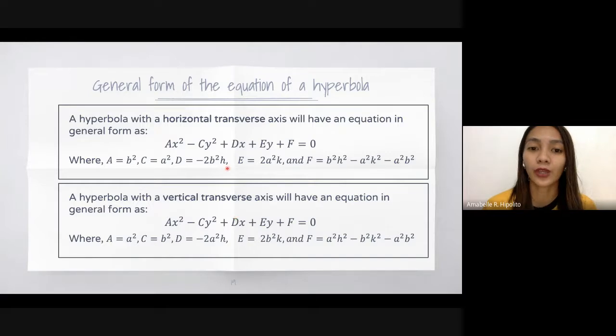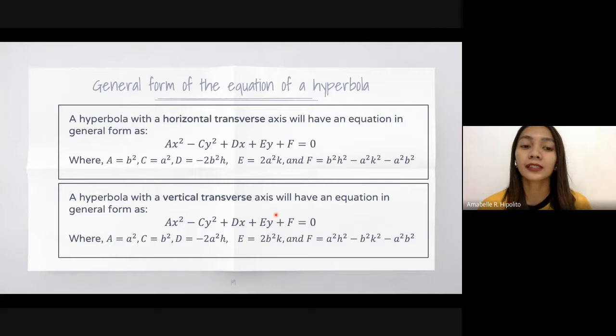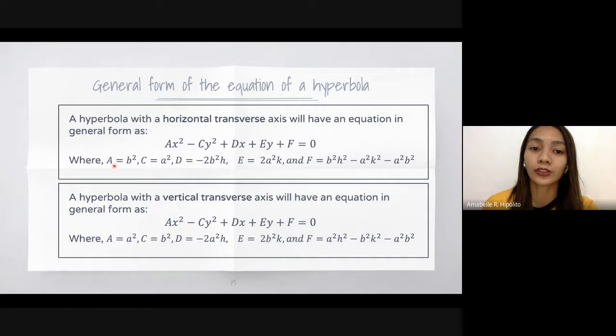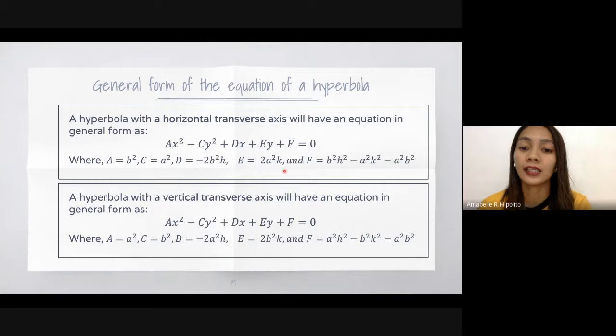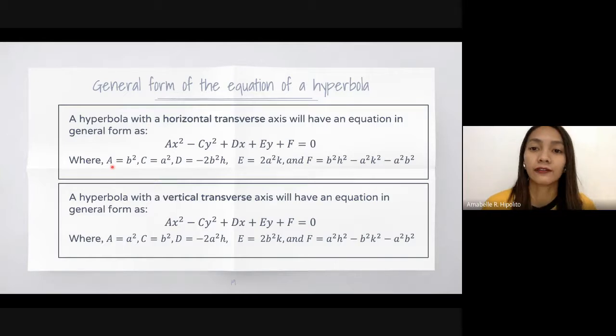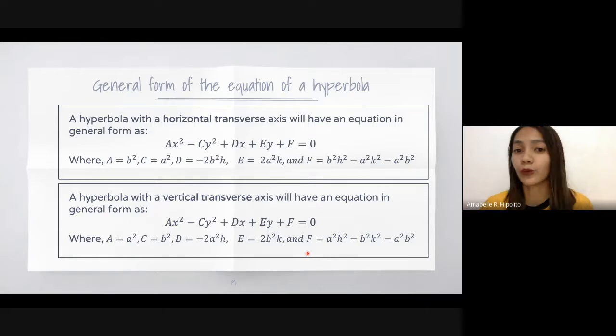They are just the same, but they differ in the numerical coefficients, which are A, C, D, E, and F. So, how we find the values of A, C, D, E, and F is where they differ. Okay, so you need to take note of this, because you will be needing this when you are rewriting from standard form of the equation to general form of the equation. Now, let's have an example for that.